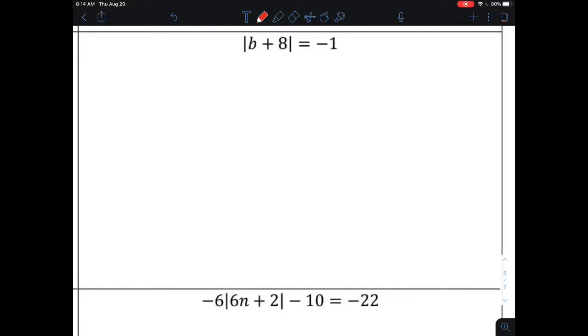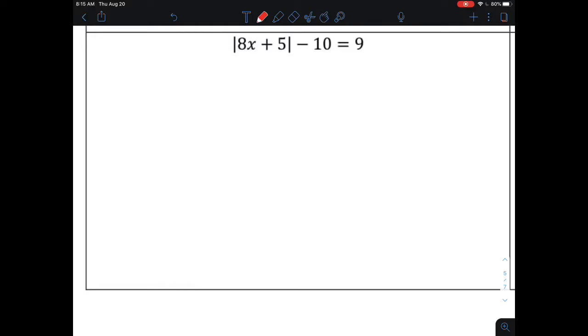So absolute value of b plus 8 is equal to negative 1. There's nothing on the outside of the absolute value to move, so it's already isolated. So here we look at what does the absolute value equal since it's isolated and there's nothing else on the outside to move. Well, in this problem it says it equals negative 1. That's not possible because the smallest number the absolute value can output is 0, so this one is no solution.